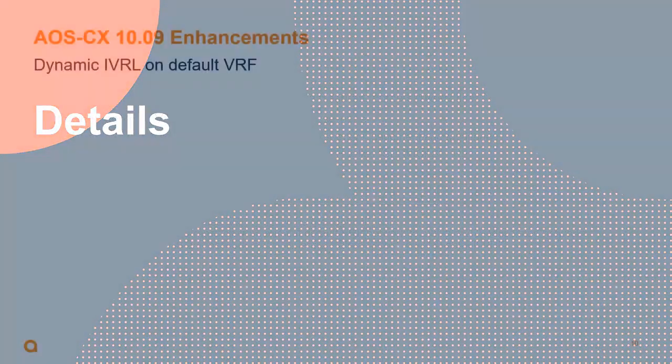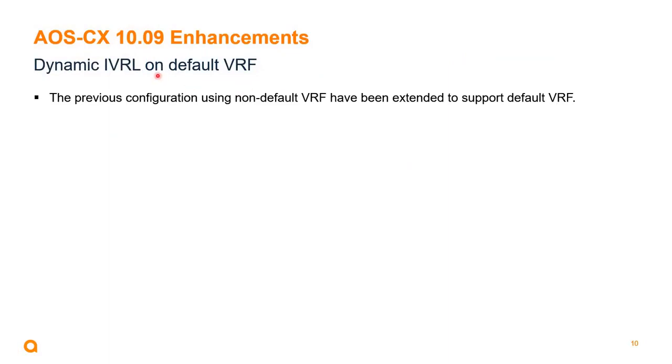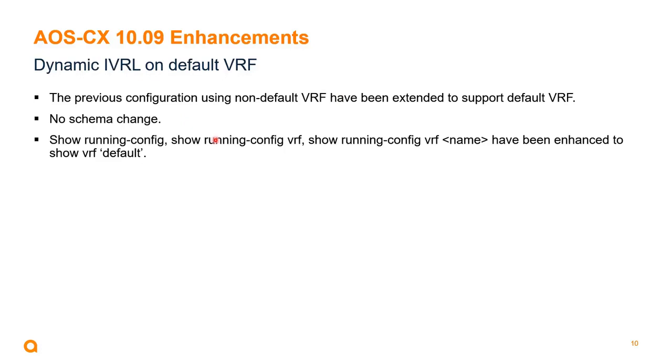Some details. In order to enhance this feature and to support that, first of all, the previous configuration of tenant VRF, non-default VRF, has simply been extended to support now the CLI configuration for the default VRF. In terms of OVSDB schema change, there is none, and we simply enhance the command for show running VRF and so on, to have the ability to see what's going on for the default VRF.